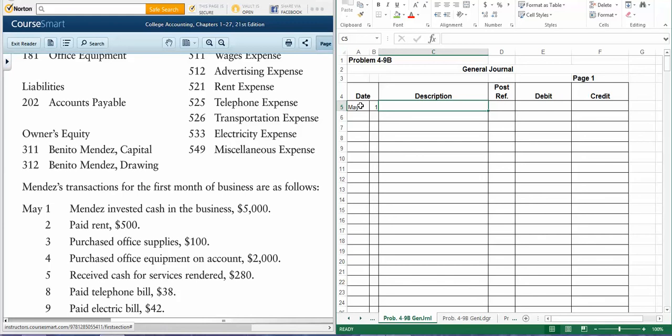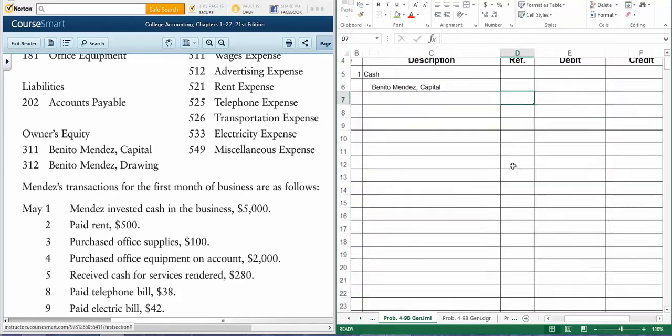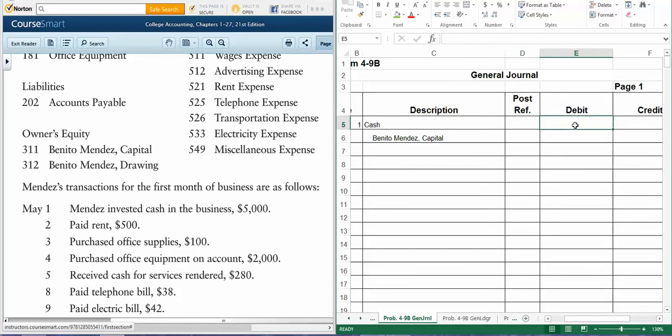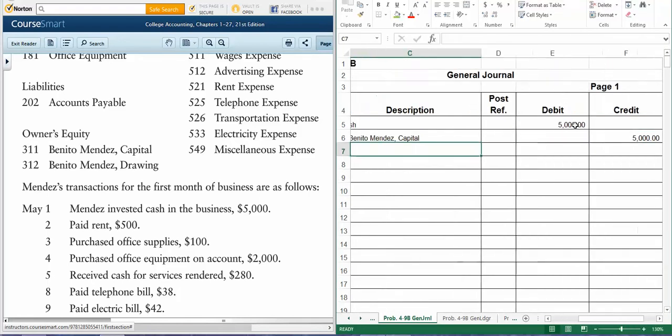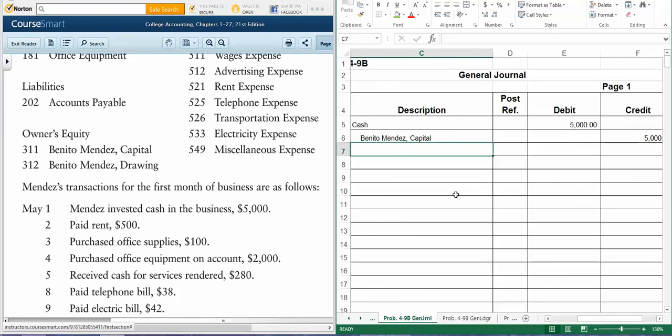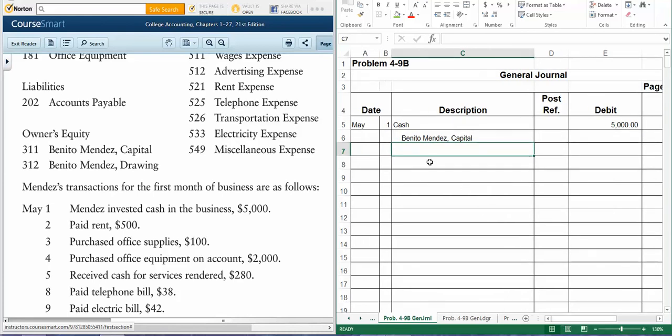Okay, so when we invest cash, we're going to increase our cash account, increase our capital account. Okay, so we have listed our cash and our capital, and then we're going to put in the amount. So it's an increase of $5,000 or a debit to cash and a credit to capital of $5,000. That's all there is to that journal entry. So we're just going to move down to the next one.